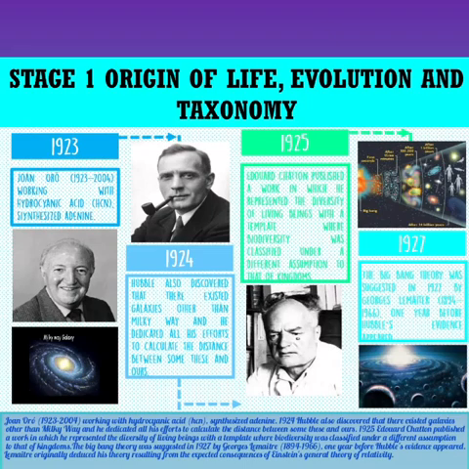In 1924, Hubble also discovered that there exist galaxies other than the Milky Way, and he dedicated all his efforts to calculating the distance between them. In 1925, Edan Chandon published a work in which he represents the diversity of living beings, where biodiversity was classified under a different assumption to that of kingdoms.